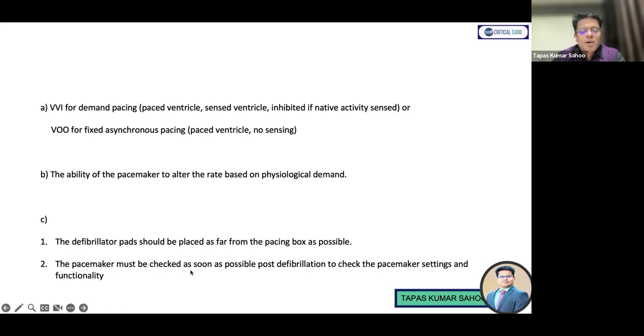And then the pacemaker must be checked as soon as possible post defibrillation to check whether the pacemaker settings are okay and the functionality is still there. Otherwise, what will happen? You will do the defibrillation and post defibrillation, the pacemaker starts not working. So that is not what you want in your patient.